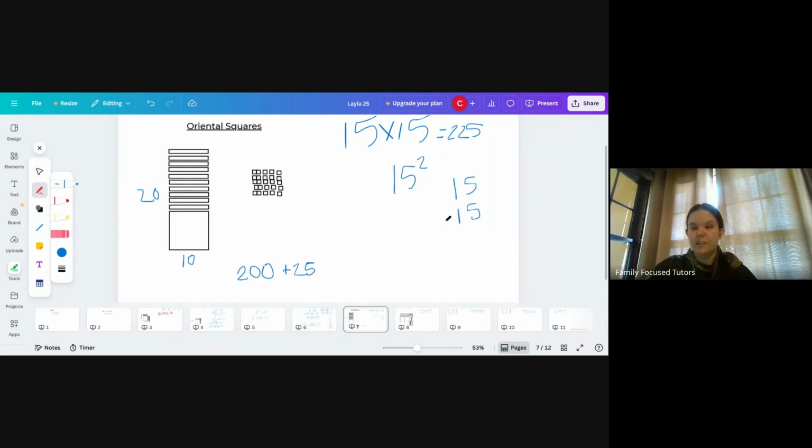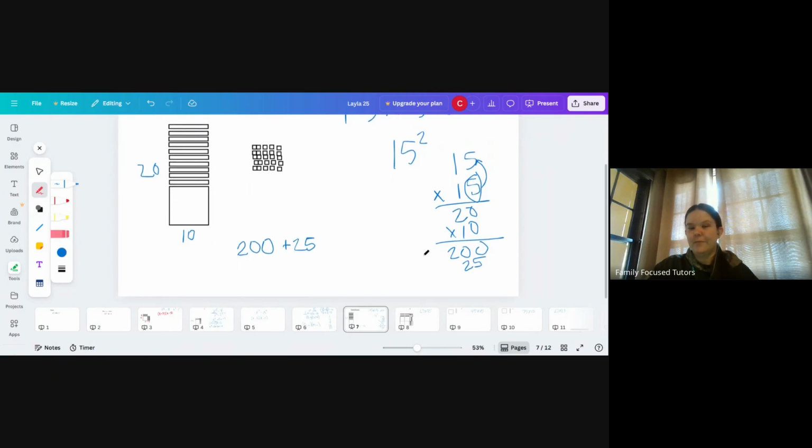So what I do is I take this and add it here. Okay. So then I have 20 times 10. And so that gives us our tens places. So it'd be 20 times 10, so that's 200. But then we still have this 5 times 5 to deal with. So that's 25, is what you're doing.